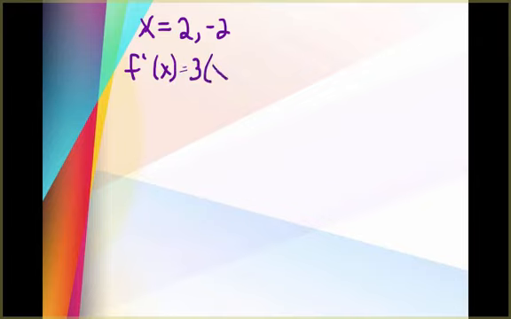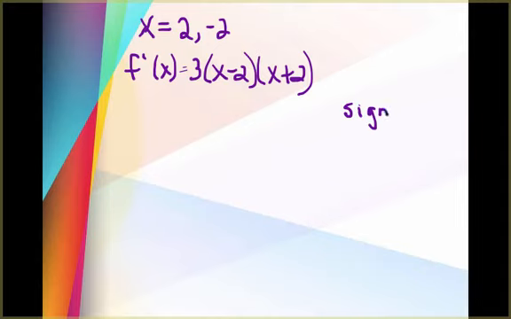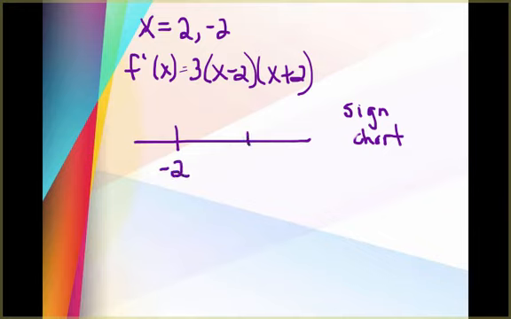So now let's continue. We know our critical points are 2 and negative 2. And we also know that our derivative, remember when we had it factored, was that f prime of x was 3 times x minus 2 times x plus 2. So what I like to do to tell where I'm increasing and decreasing is make something called a sign chart. Now I actually draw these a little differently than they do in your textbook, so you can use either the way I do it or the way the textbook does it. So I'm going to make a number line, and I'm going to label negative 2 and positive 2.